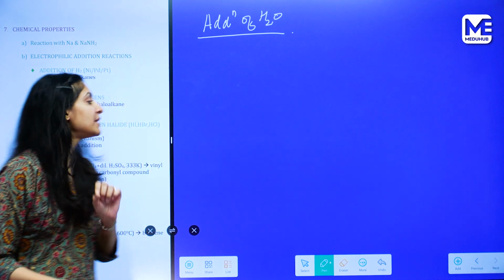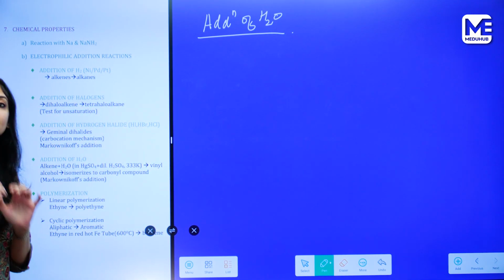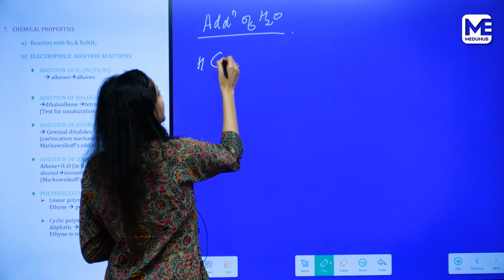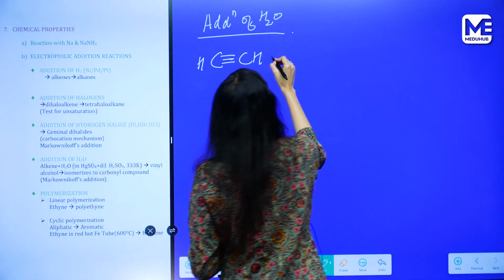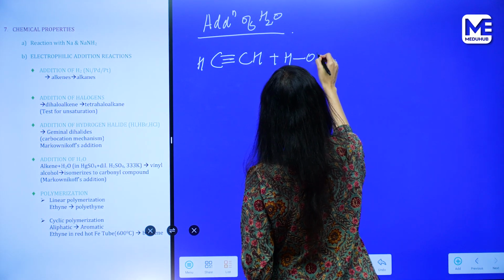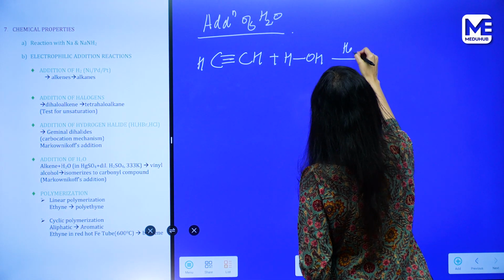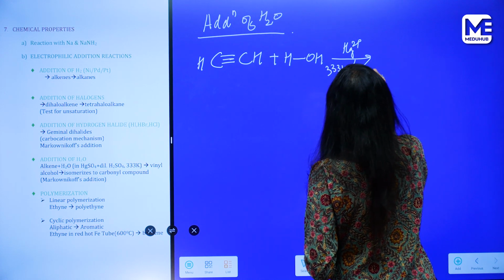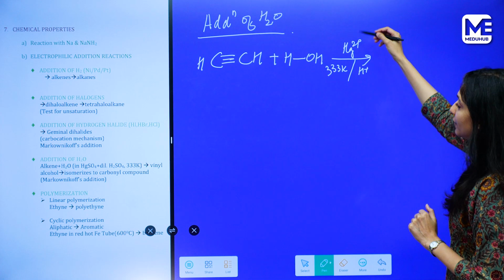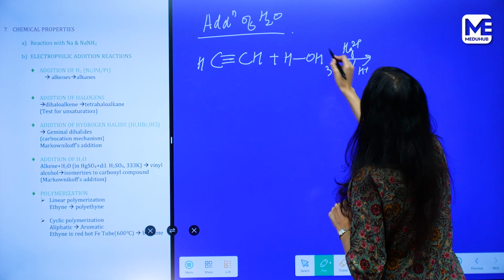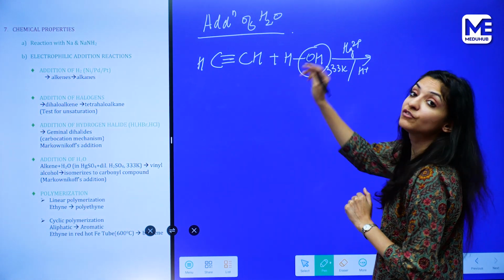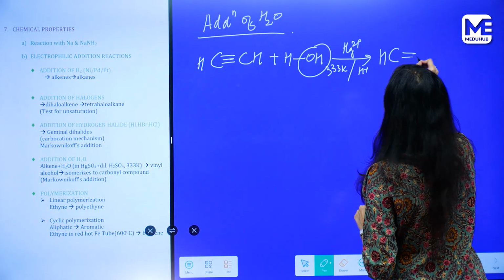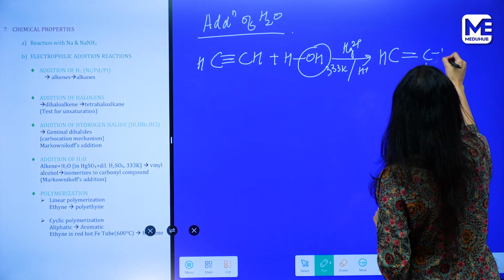But what happens in the presence of dilute sulfuric acid and mercuric sulfate at 333 Kelvin? Here ethyne reacts with water, HOH, Hg2 plus, 333 Kelvin, H plus, dilute sulfuric acid and mercuric sulfate. The negative part of the addendum again attaches itself to the carbon which has less number of hydrogens here. First we will get a vinylic alcohol.